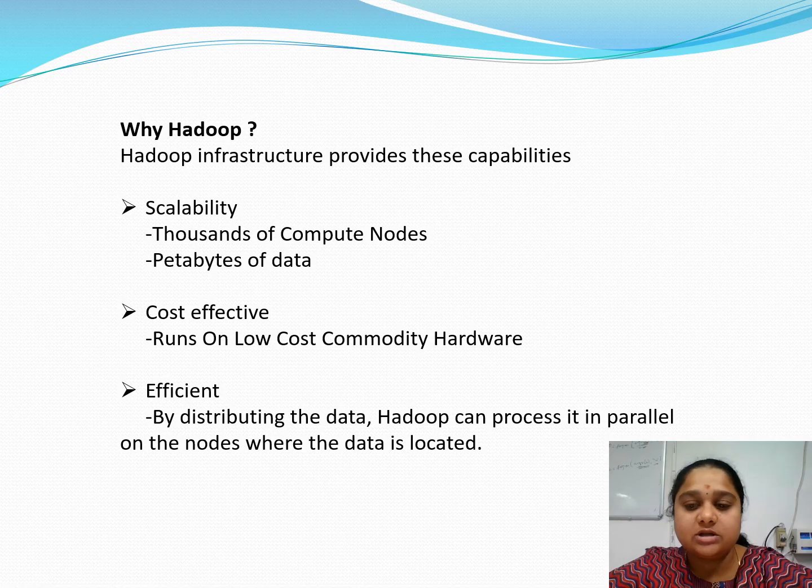The second point is that it is cost effective. It runs on low-cost commodity machines also. We can use our own machines to run Hadoop. And it is efficient because, by distributing the data, Hadoop processes the data in parallel on the nodes where the data is located. We can extract the data and load the data very easily.